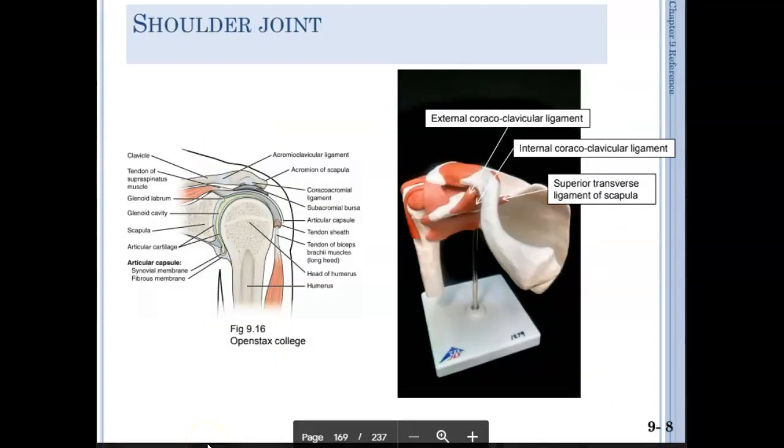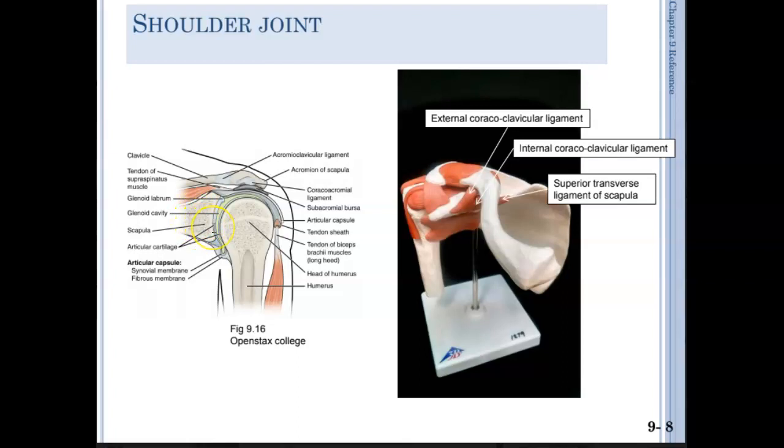So we'll start with the shoulder joint. The shoulder is one of the largest and most complex joints in the body, and it's formed where the humerus, so the head of the humerus here, fits into the scapula or the shoulder joint. So here is the scapula.